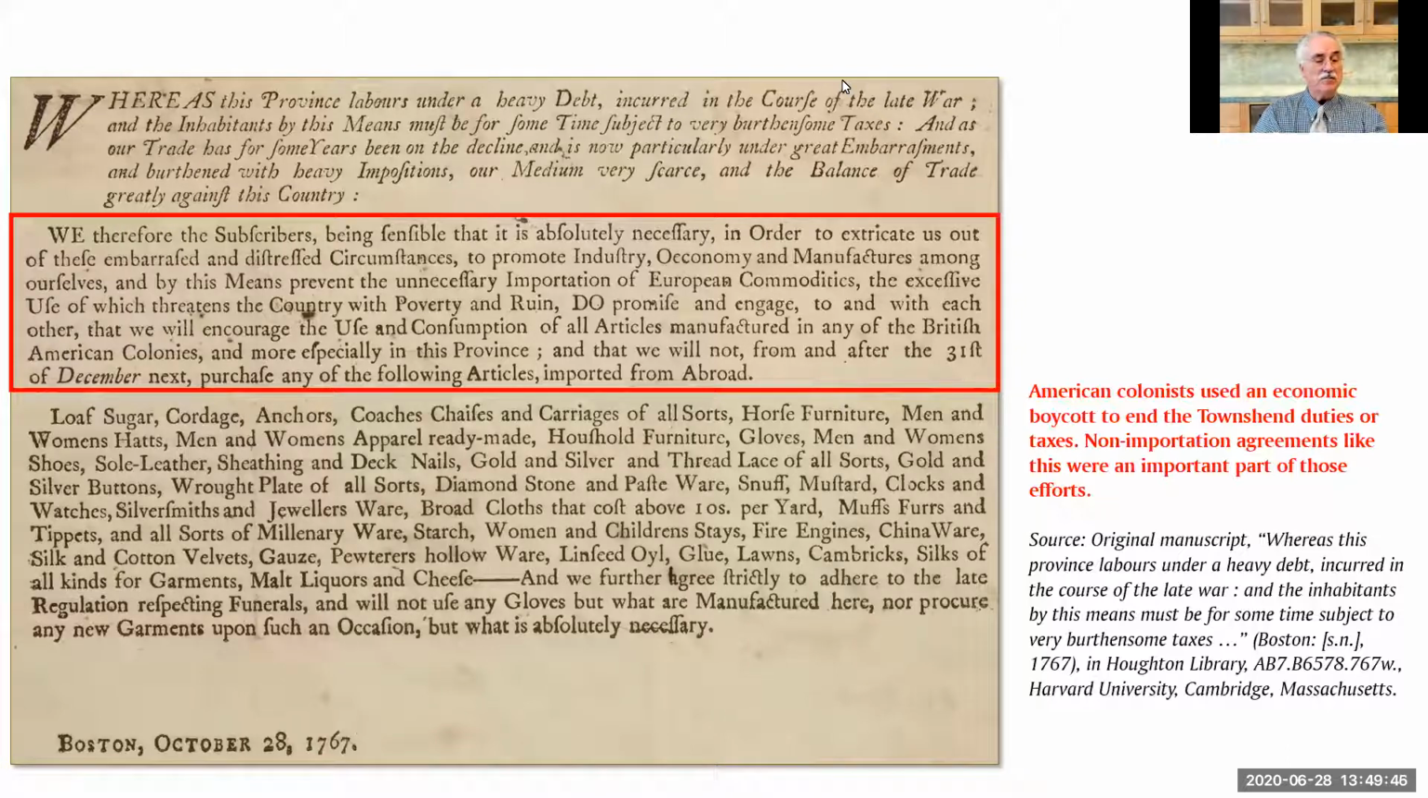So there's a list of, I don't know, 30 or 40 items they're not going to import and pay for anymore. They're not going to buy them anymore. Loaf sugar, cordage or rope, anchors, coaches, chases, and carriages of all sorts, horse furniture, men and women's hats, men and women's apparel ready-made, household furniture, gloves, men and women's shoes, sole leather, and so on.